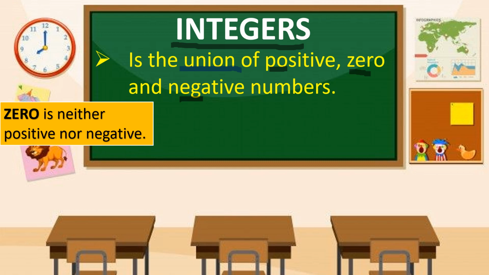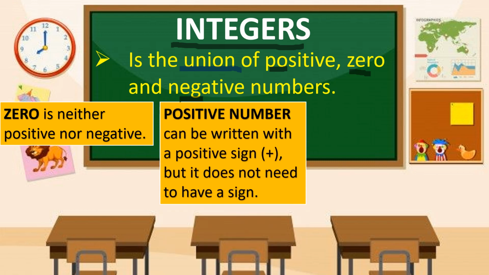So, yung 0, ang sign po ng 0 is not positive at hindi rin po siya negative. Okay? Now, positive numbers can be written with a positive sign. So, ito pong positive sign na yan, that simply denotes that that is a positive number. But it does not need to have a sign. So, kapag positive number po yan, hindi mo na kailangang ilagay itong positive sign nila. So, you don't need to write this plus sign, okay?